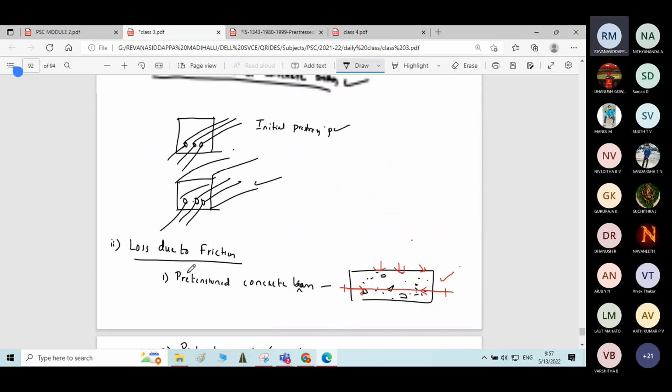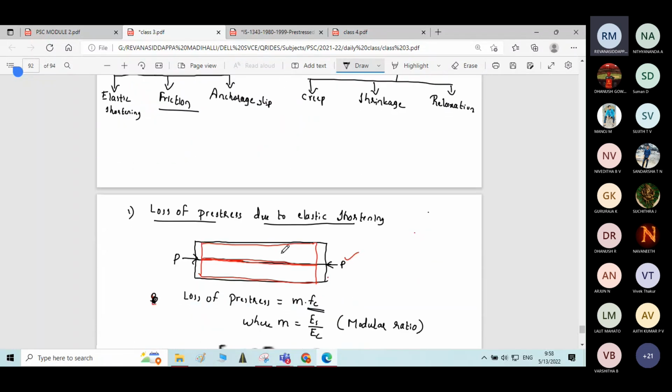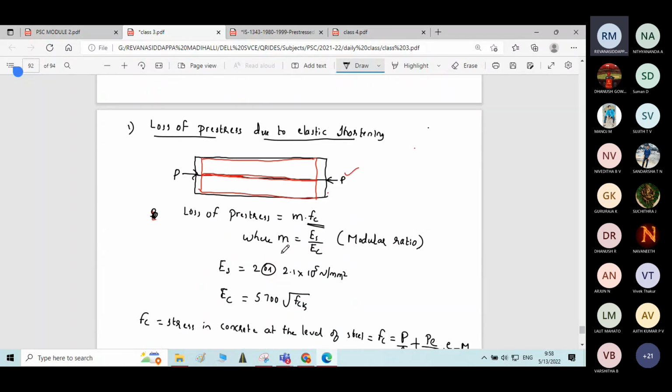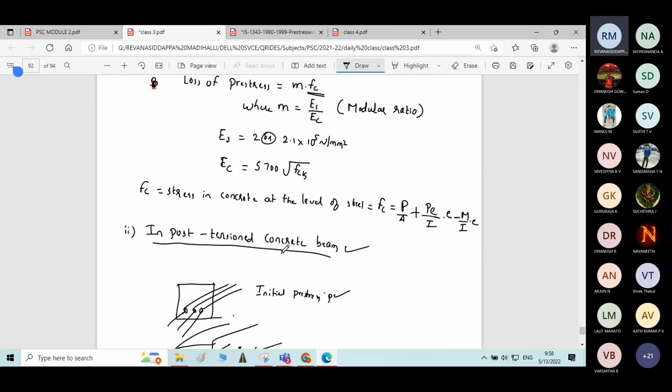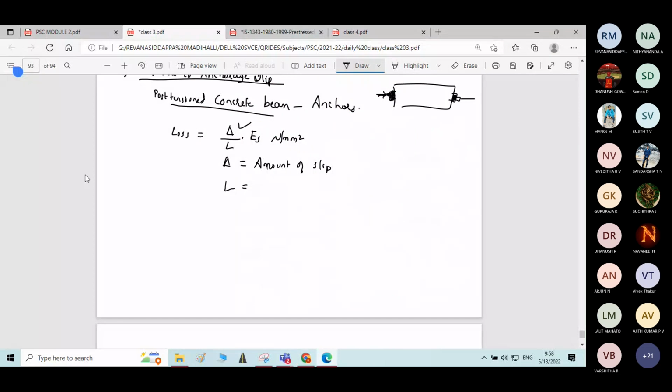Now we have discussed all the immediate losses. Now we'll move on to the time dependent losses. The first one is loss due to creep, loss due to creep of concrete.